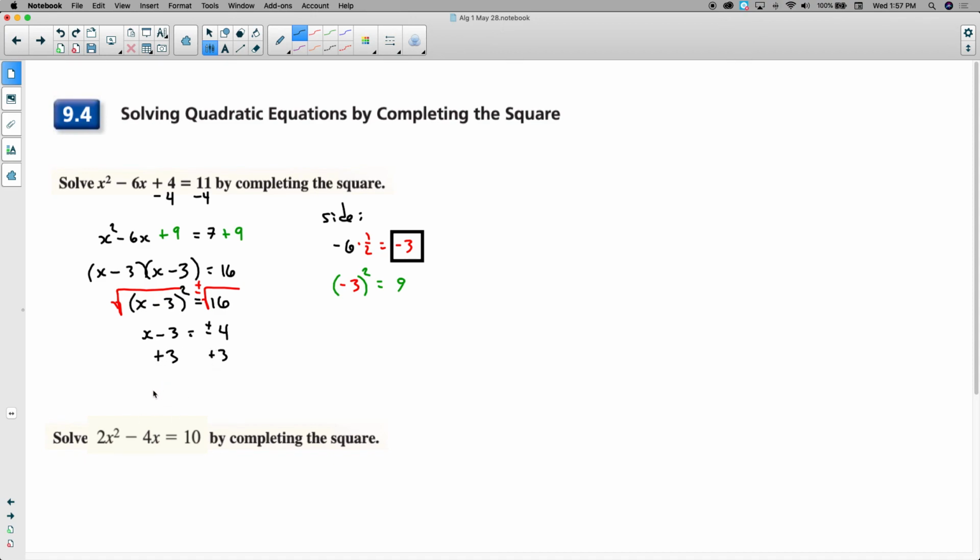And I've got x equals, I like to write the not plus or minus parts first. So I got positive 3, then I've got plus 4 and minus 4. Okay, so let's see, I'm just going to write it over here. That makes x equal 7, and that makes x equal negative 1.